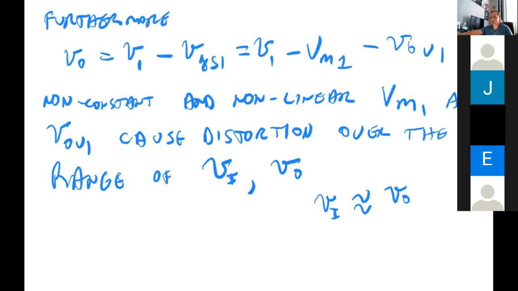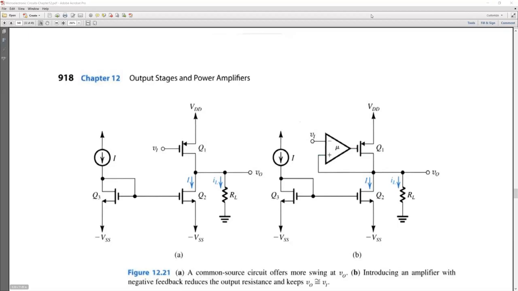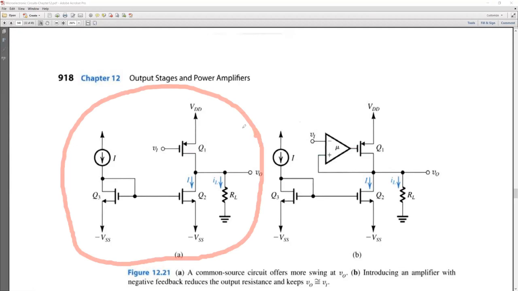Just to take a look at what I'm talking about, let me go back to the figures. So what we had was this, and we see that there may be issues of the introduction of distortion, and a big part of that is the RO of the transistors, Q1 and Q2. So how can we reduce the effect of that? One way to do that is to introduce this negative feedback amplifier over here to mitigate that. That's what we're talking about. So that would be an enhancement to this circuit over here.